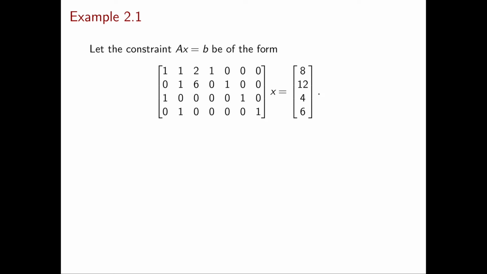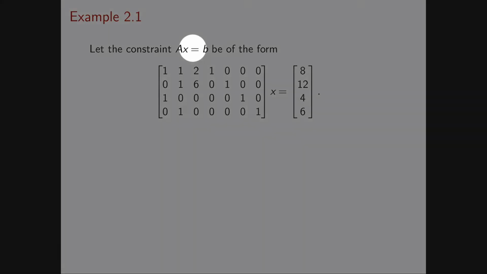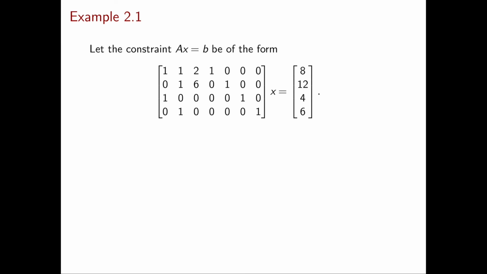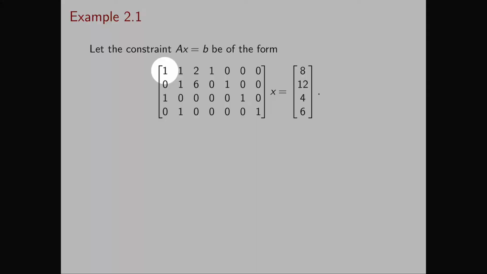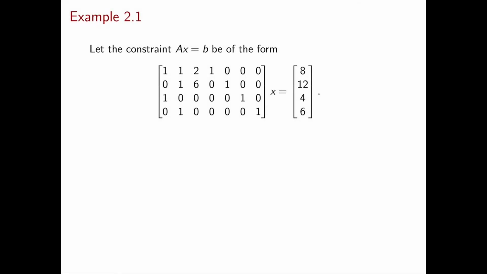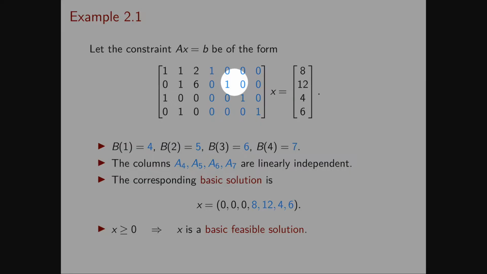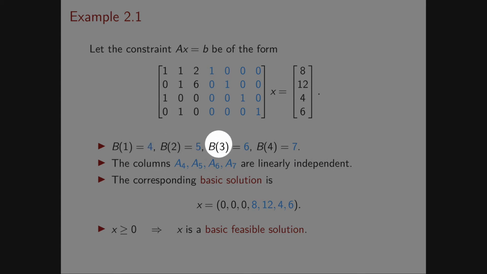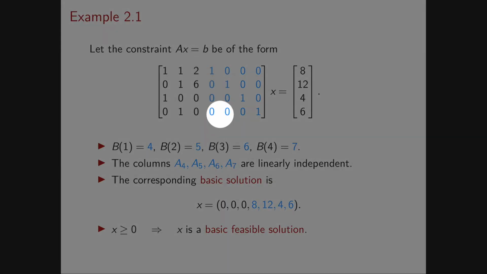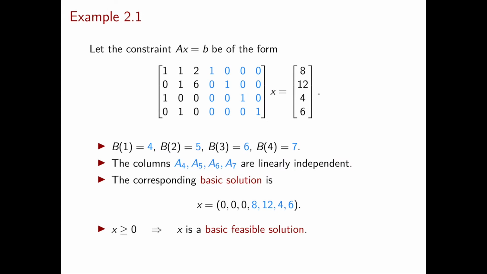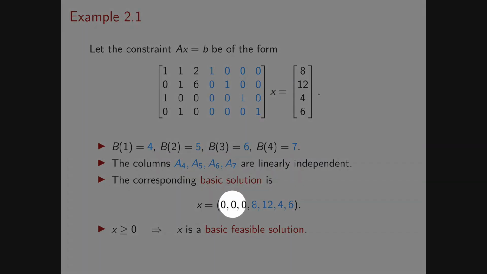Let's see our first example. Let's assume that my constraint Ax = b is this one over here. In this specific example, I have m = 4 because I have 4 equality constraints, and n = 7 because I have 7 variables. Now we have to choose our indices B1, B2, B3, and B4. Let's choose, for example, B1 = 4, B2 = 5, B3 = 6, and B4 = 7. Then I am selecting the 4th, 5th, 6th, and 7th column of A. And in this case, they are all linearly independent. Therefore, I can obtain a basic solution. How can I do that? I set x1, x2, and x3 to 0.